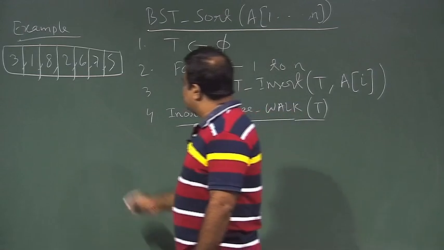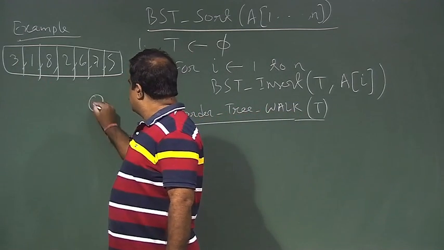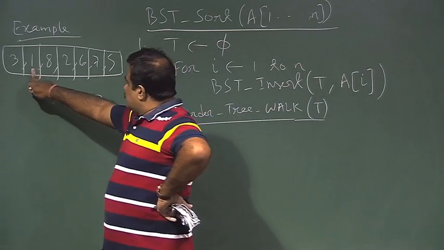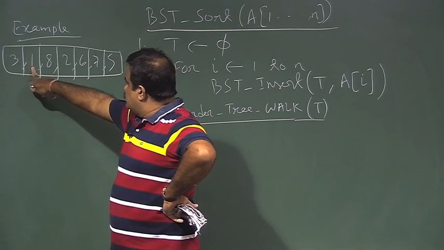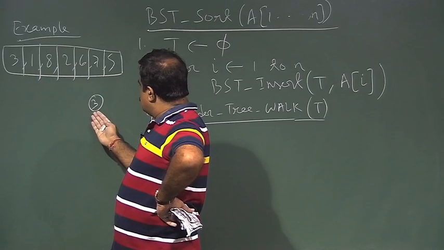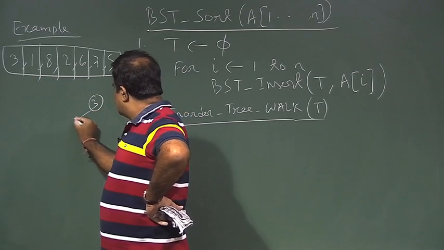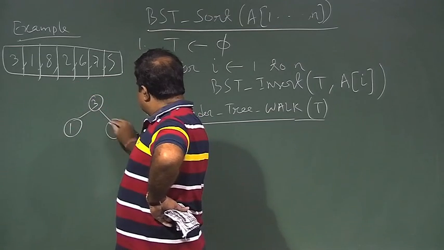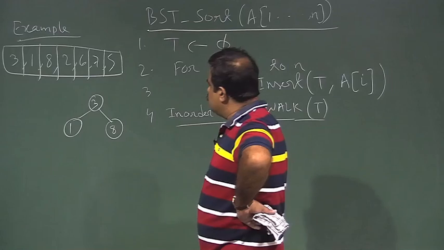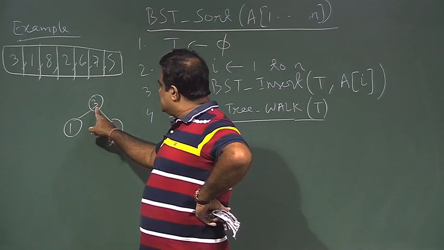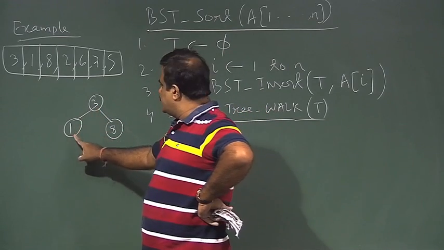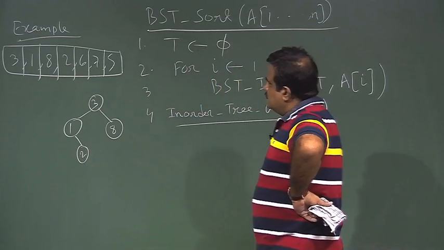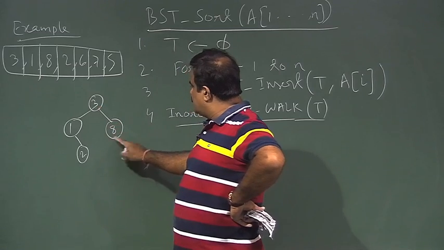Initially the tree is empty. Now we insert this 3. 3 will be the root, and then we insert slowly. So A1, we have to insert 1. We start with the root. 1 is less than 3, so we go to the left part of the tree. The left part is empty, so we insert it there. 8 is greater than 3. Then 2: we start with the root. 2 is less than 3, so we go to the left part of the tree. Then again 2 is greater than 1, so we put it here. And then 6 is greater than 3 but less than 8.